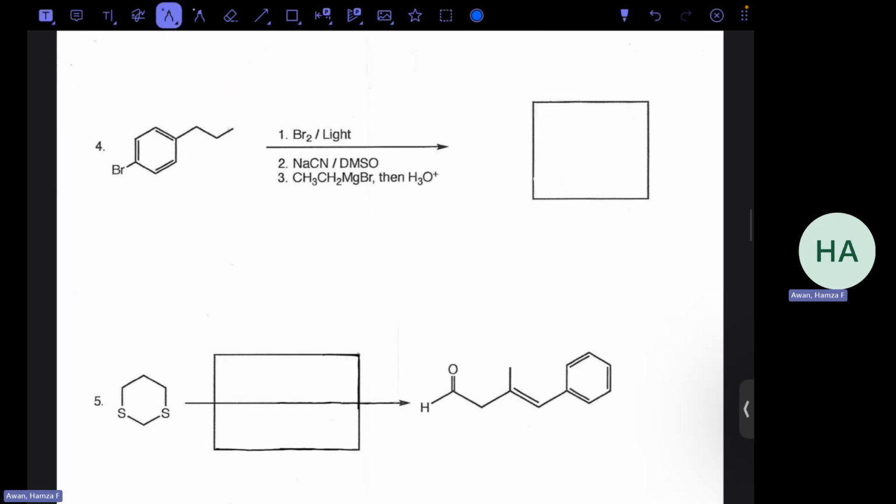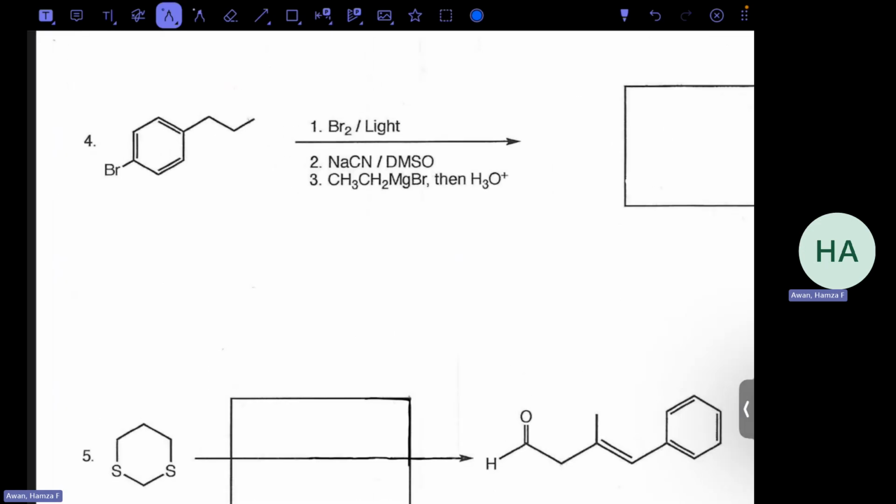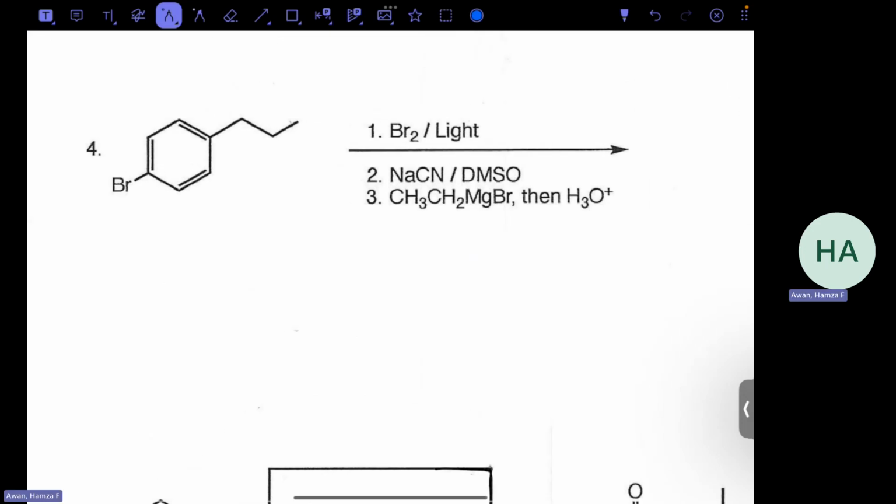Okay, next question. Our first step, Br2 light. This is the first reaction we've learned, so that's nice. So for our first step, we're going to put the Br2 on an allylic position. So this is an allylic position.